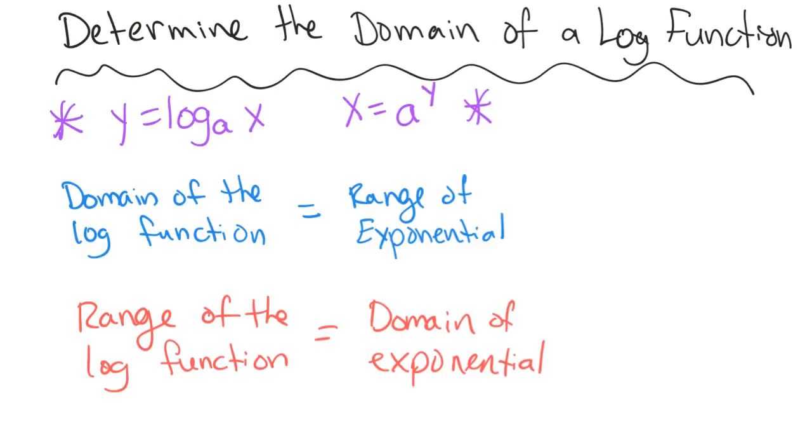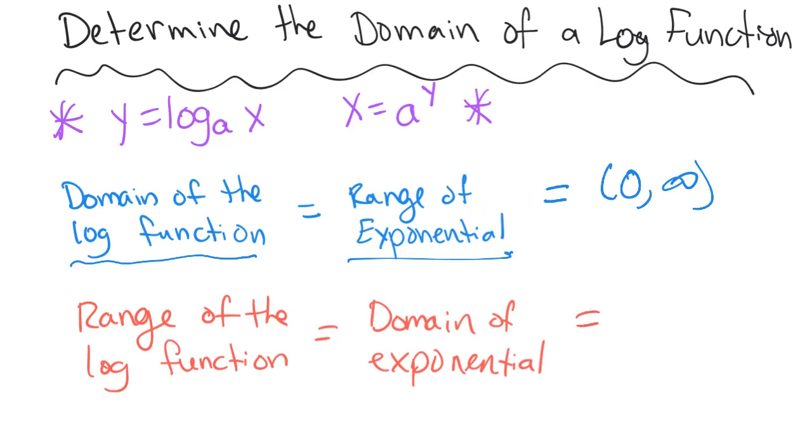Remember when we talked about one-to-one functions, we said that they all have an inverse, and the domain of the inverse is the range of the function, and the range of the inverse is the domain of the function. With our log and exponential functions, all this means is the domain of the log function is equal to the range of the exponential, which, like we talked about in 6.3, is 0 to infinity. Also, the range of the log function is the same thing as the domain of the exponential function.